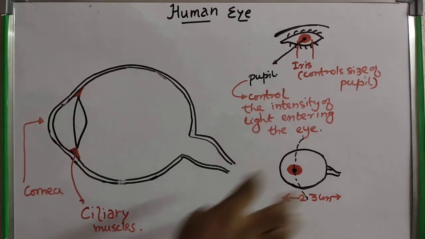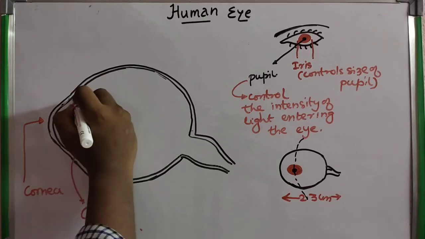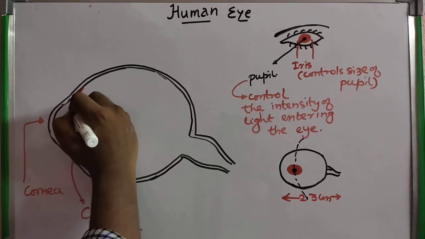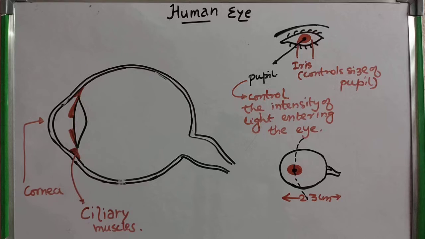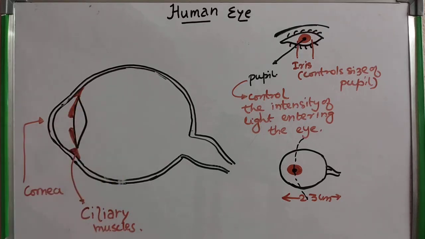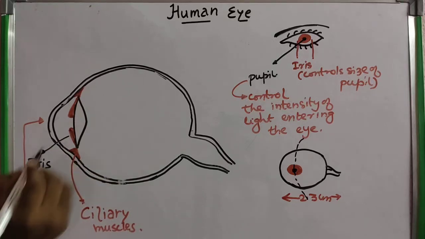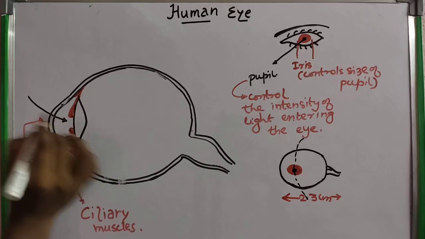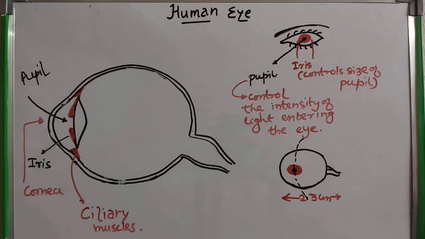Then see here, we have to draw iris, right? Iris I am drawing with red color. You are seeing it from the side. How does that look? Something like this. Okay, this is iris. And the opening is called what? Pupil. So this is the opening through which the light enters. The center part is pupil.